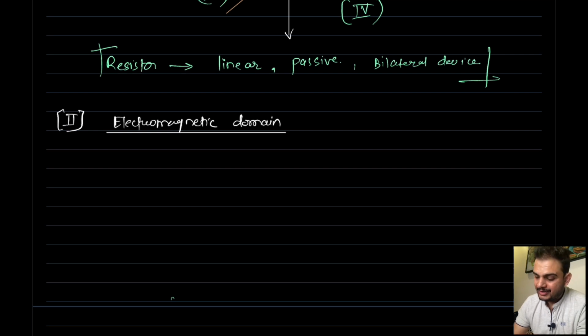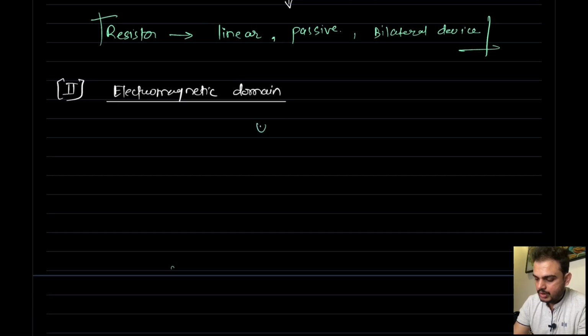So in the electromagnetic domain, we are going to see the Ohm's law for the inductor. In the EMF model, we can write psi is equal to L into I, where psi is the flux linkage, L is the inductance, and I is the current flowing through the coil. What is the meaning of flux linkage? It is the number of flux lines linking to the number of turns.